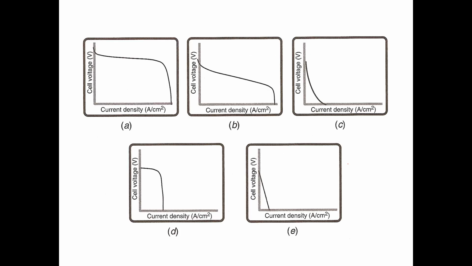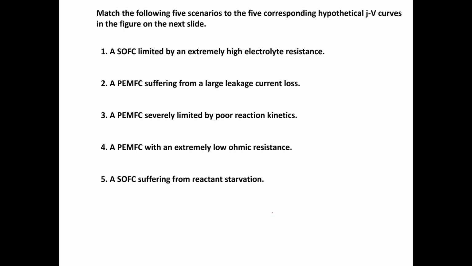This scenario E here would show a big drop. If I have electrolyte resistance, that's Ohm's law saying that the positive ion is having a hard time flowing through the electrolyte because it has a high resistance. So it would have a big, sharp, linear decrease in voltage as a function of increasing current density. So why don't you go ahead and do the other 4 scenarios. You can pause the video, do that, and then come back to see if you were able to match them up correctly.